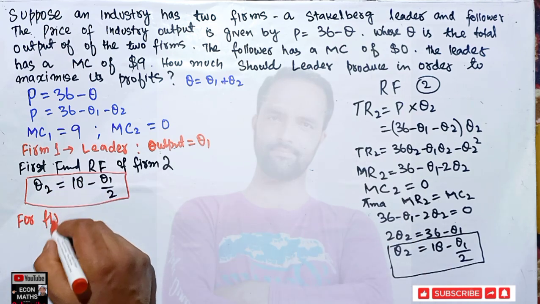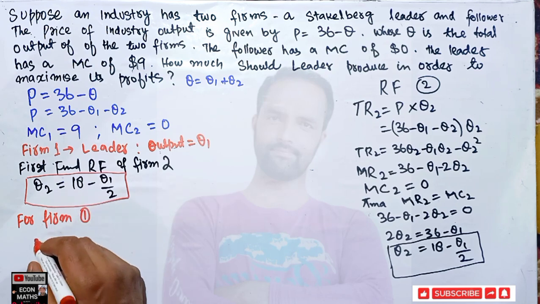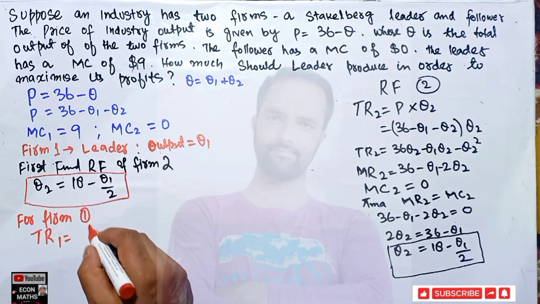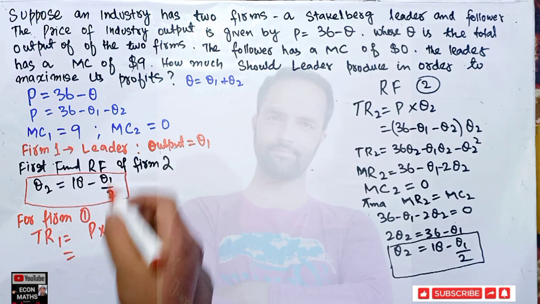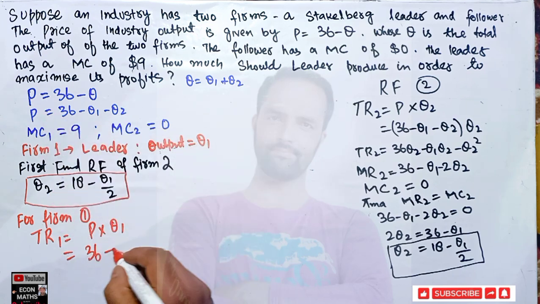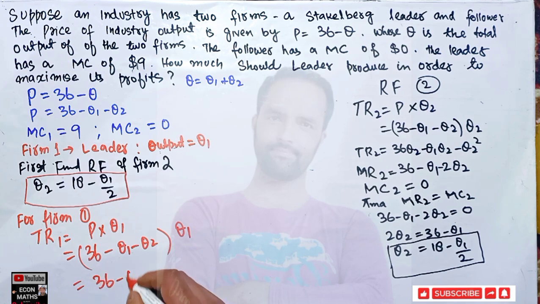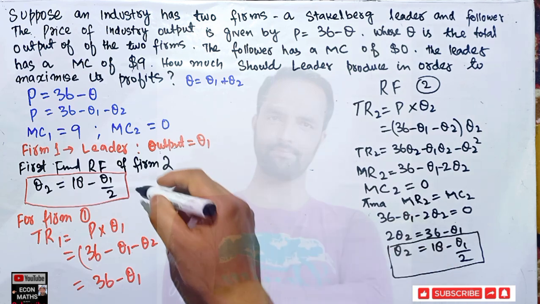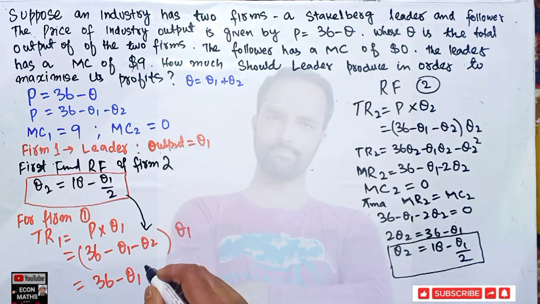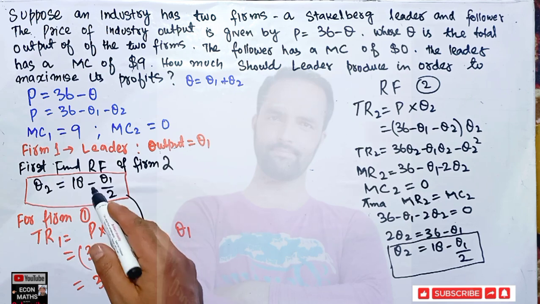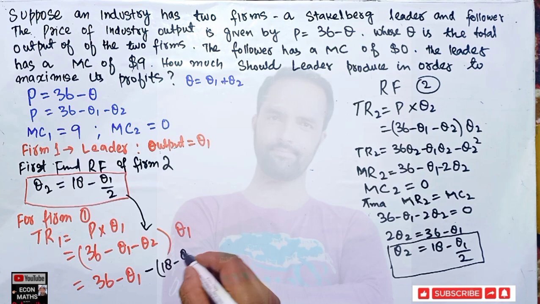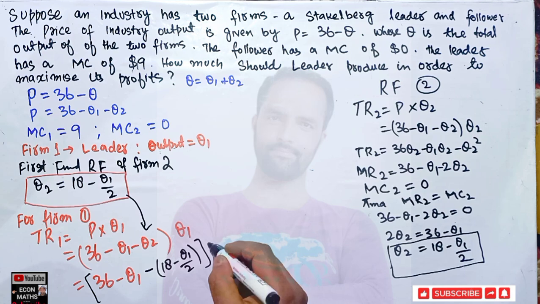For firm 1, what is total revenue? Total revenue for firm 1 is equal to P into Q1. And what is P? P is given to us here: 36 minus Q1 minus Q2. To this we multiply Q1. So this comes out to be 36 minus Q1, and in place of Q2 we insert this reaction function, so in place of Q2 I will write (18 minus Q1) upon 2. To this we multiply Q1, obviously.